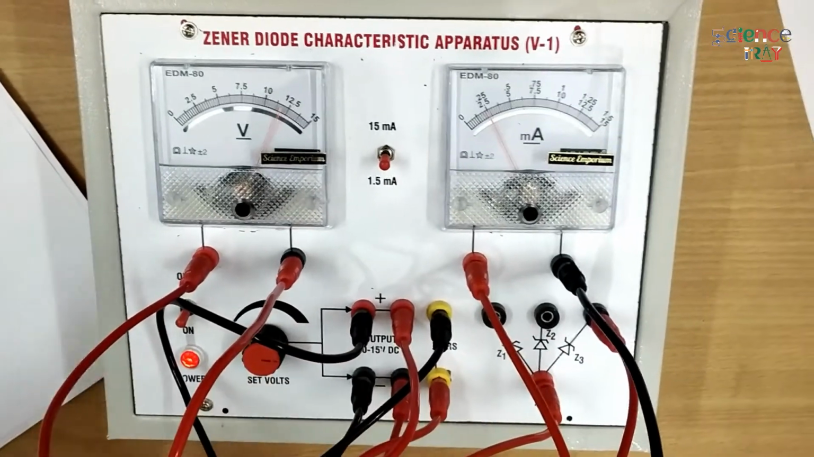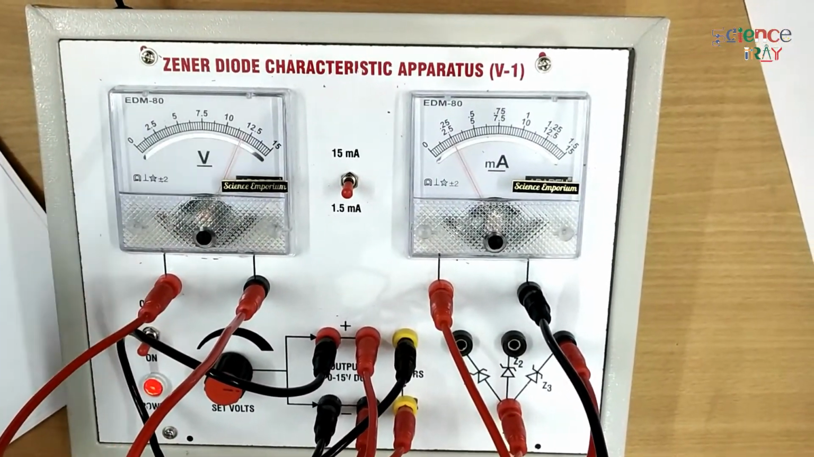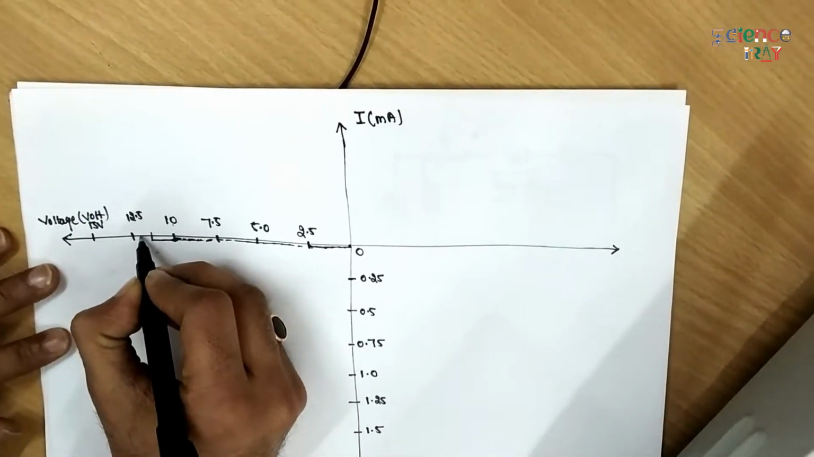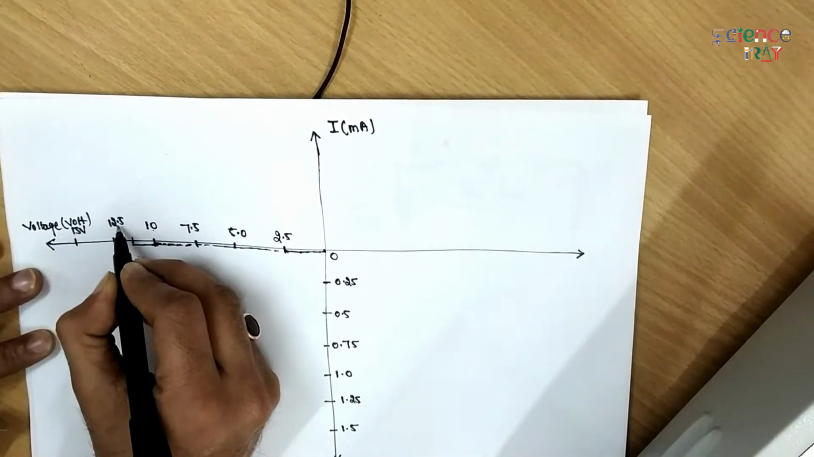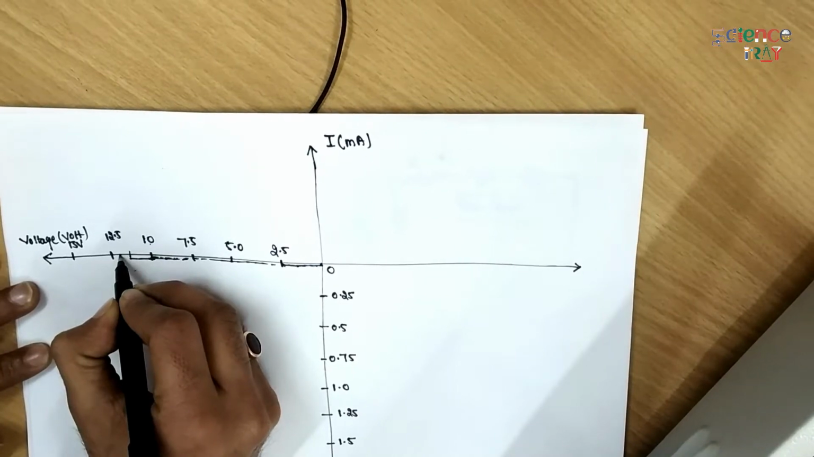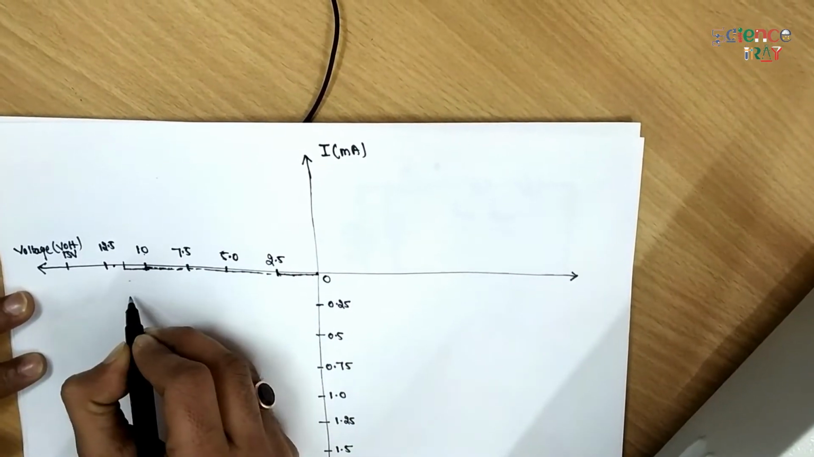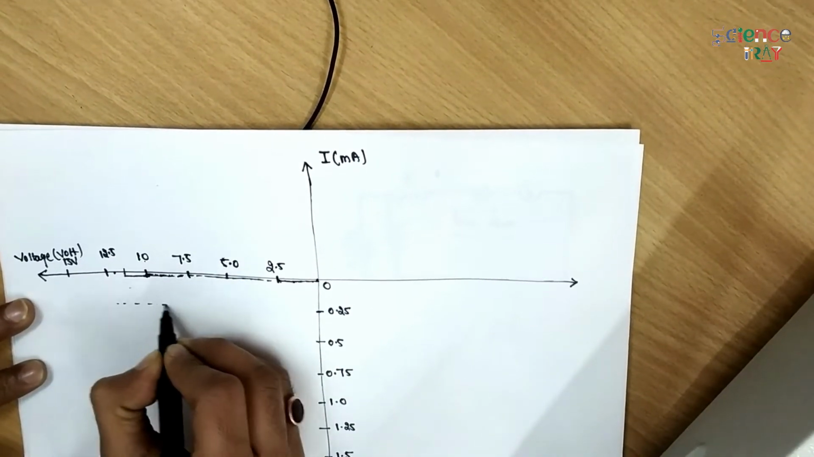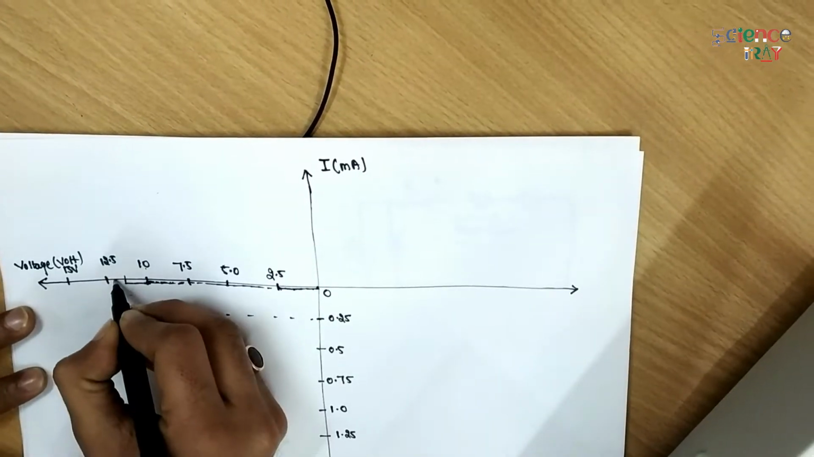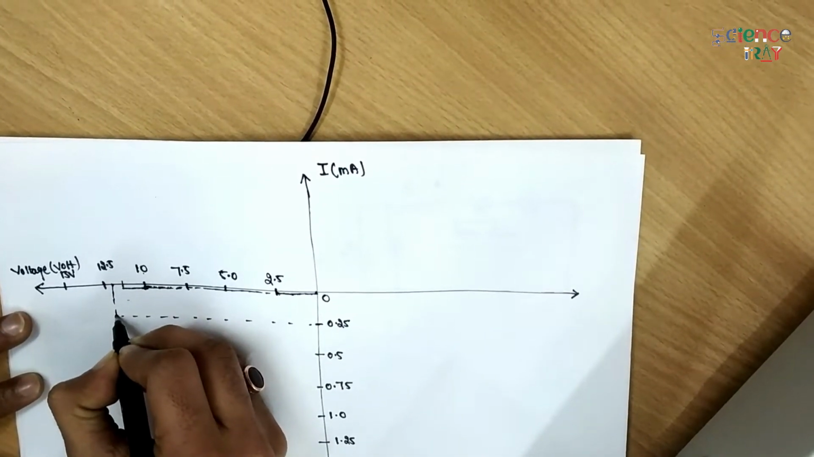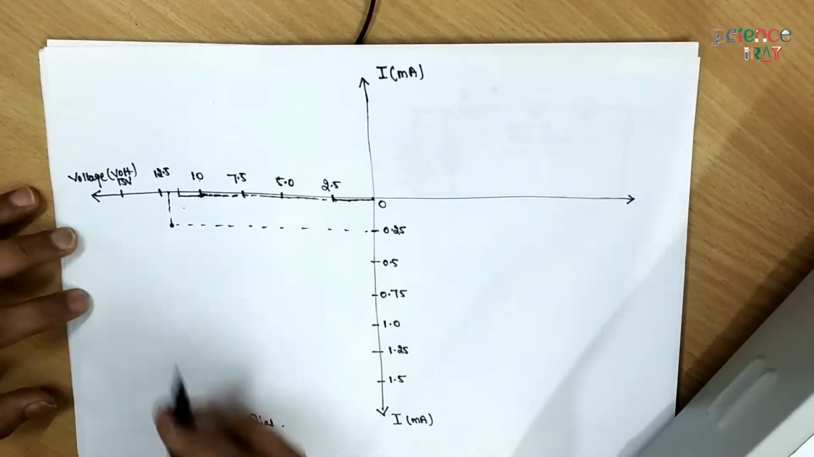So we find that around a voltage of 12, the current is 0.25. The voltage has not reached 12.5, but it is 12, and the current is 0.25. So it will cross on this point. It is our point, this.